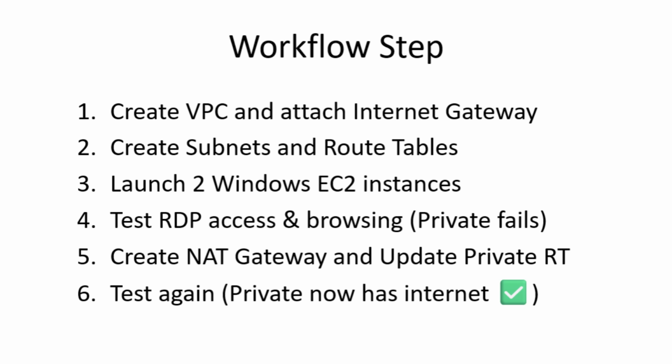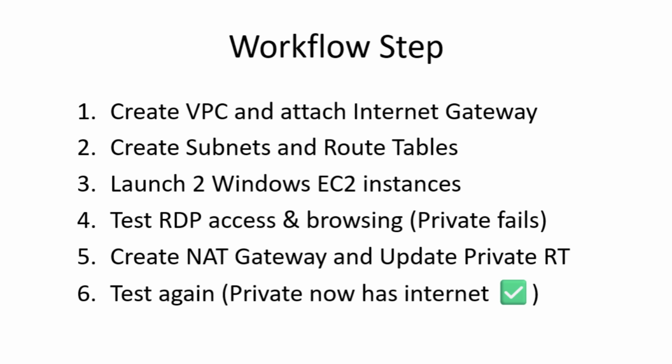Step 2. Create subnets and route tables. Define two subnets, a public subnet for public-facing resources and a private subnet for secure internal instances. Create separate route tables. The public route table sends traffic to the Internet Gateway, while the private route table initially handles only local traffic.